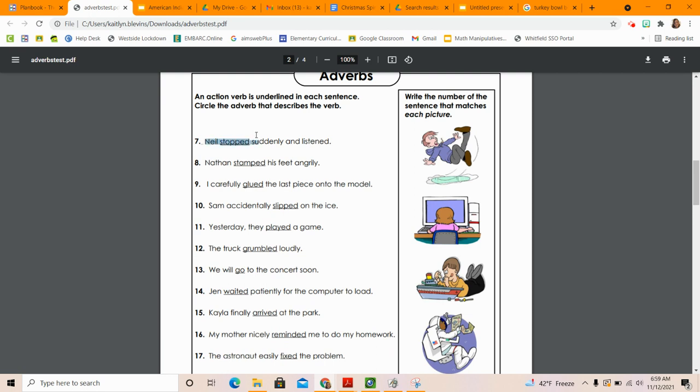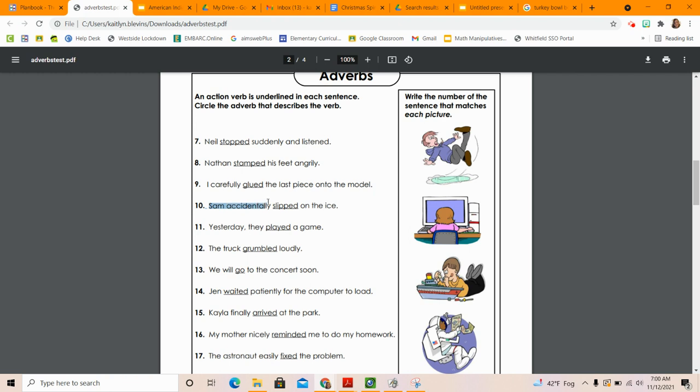Number 7, Neil stopped suddenly and listened. Stopped is the verb. What word describes how he stopped? Number 8, Nathan stamped his feet angrily. Stamped is the verb. What word describes it? So what's the adverb? What word describes stamped? Number 9, I carefully glued the last piece onto the model. Glued is the verb. What word describes glued?